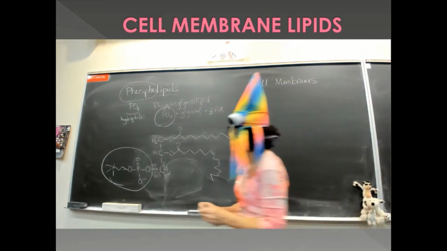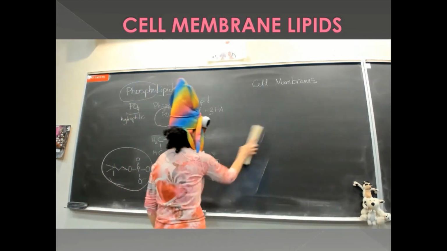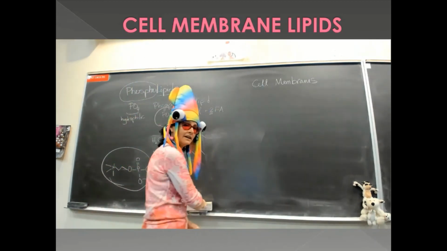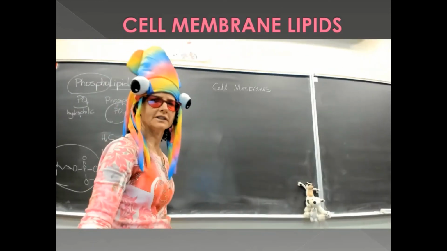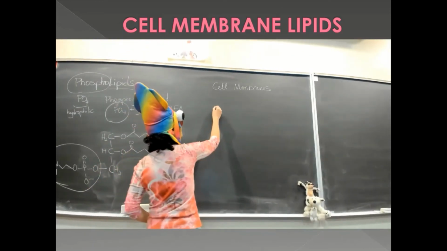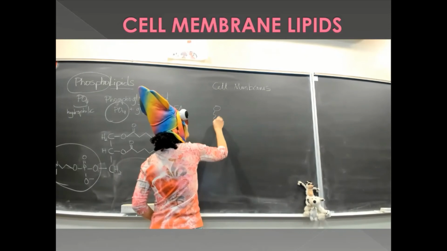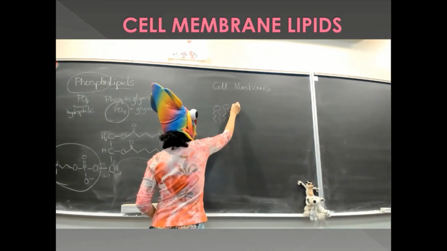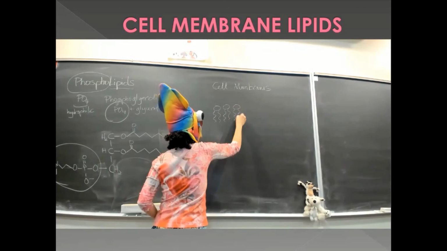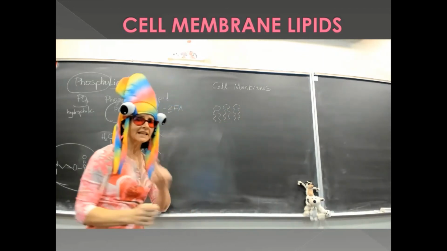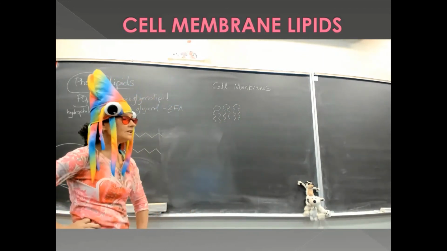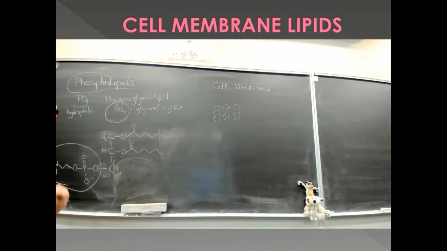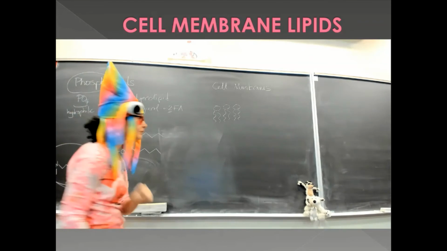So we're going to draw a cell membrane. Because you are going to be drawing cell membranes for me in the show your work portion of quizzes and exams. So go ahead and draw three squiggly. They always have two squiggles. This is different from soap. Soap has one squiggly tail. Phospholipids have two. Another thing that's going to be different.